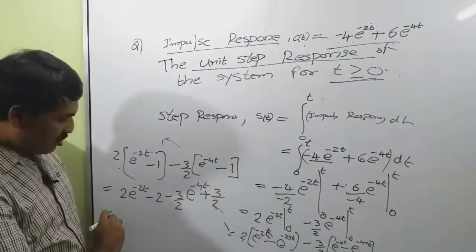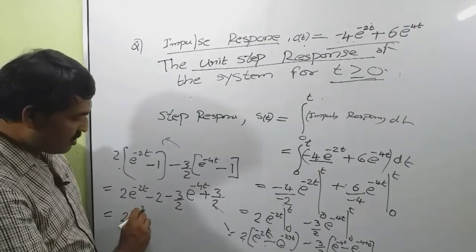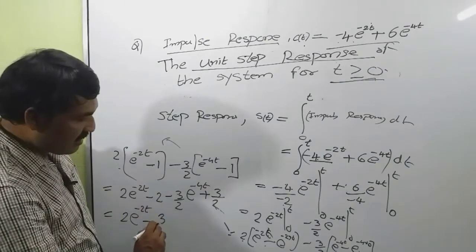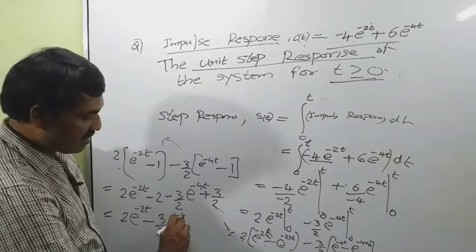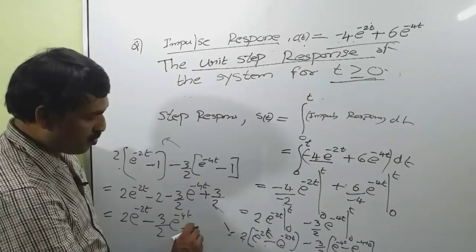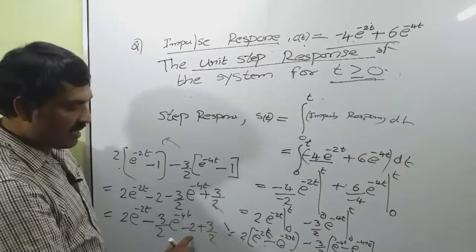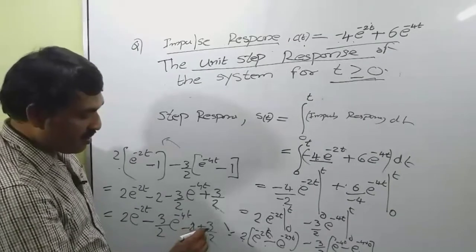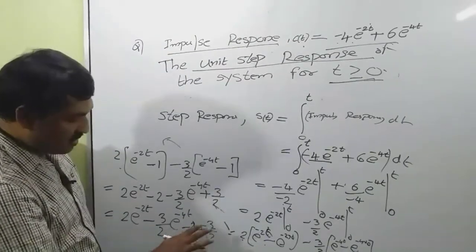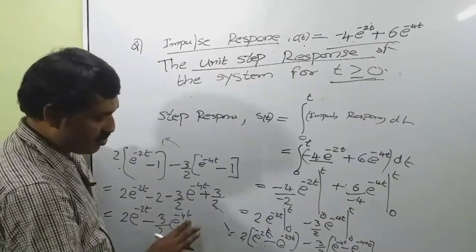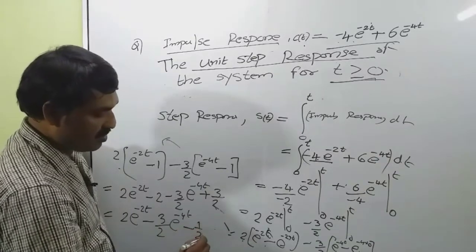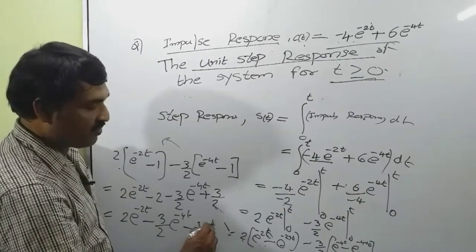So this is equal to 2 e raised to minus 2t minus 3 by 2 e raised to minus 4t, minus 2 plus 3 by 2. So taking the LCM, this becomes minus 4 plus 3 divided by 2. So this is equal to minus 1 by 2, minus 1 by 2 into u of t, where u of t is equal to 1.